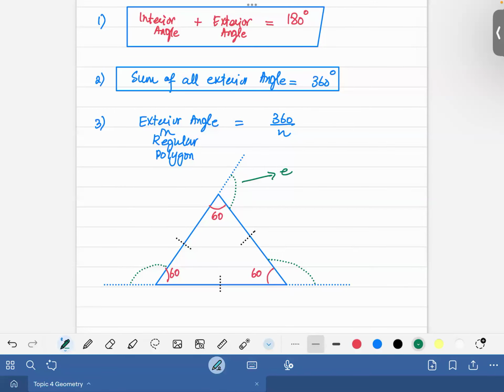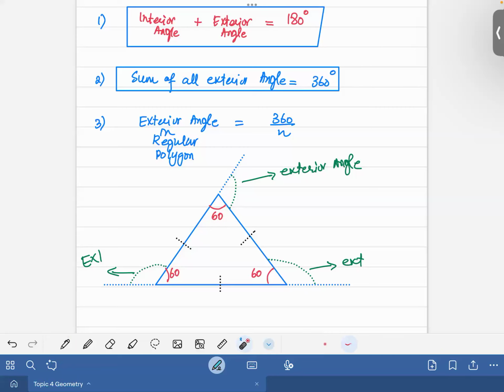This dotted angle is an exterior angle. Agree? So you can see that there are three exterior angles. This is also three exterior angles. We know that interior plus exterior is equal to 180 degrees. And we are familiar that the angle on a line is also 180 degrees. Yes or no? Yes, sir.